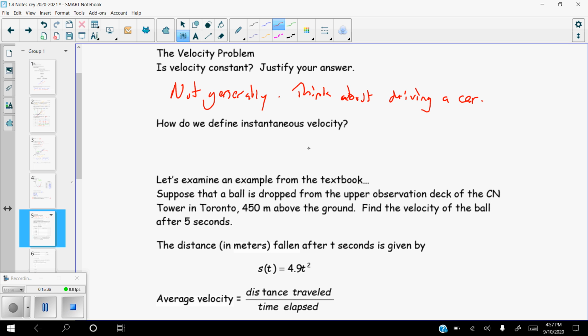So how do we define instantaneous velocity? Well, the instantaneous velocity of something is the velocity at one specific moment in time. So it is velocity at one moment in time.